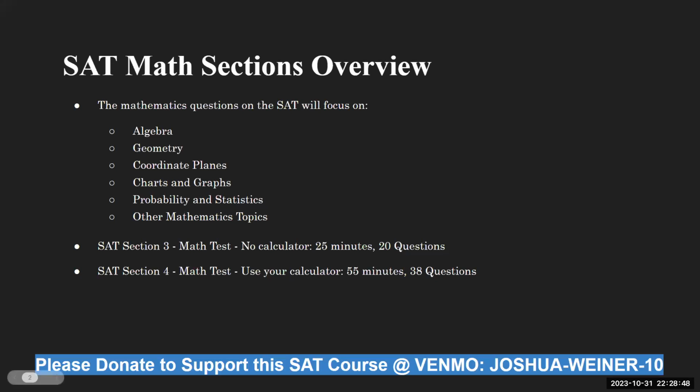The SAT exam has two math sections in its current form, and we'll focus on mostly 9th and 10th grade mathematics in algebra, geometry, coordinate planes, charts and graphs, probability and statistics, and a few other math topics. Section 3 is currently still no calculator, 25 minutes and 20 questions. And Section 4, the math test, is with a calculator, 55 minutes and 38 questions.